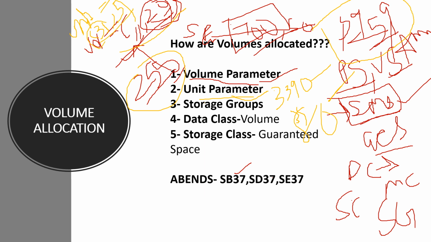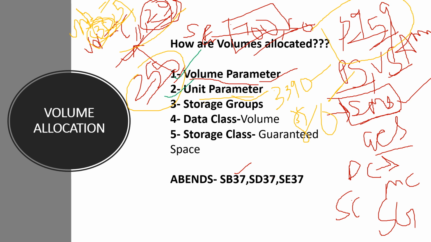I need 5 volumes of tape. If it is tape, you give 3940. If it is disk, you give 3390. So you give that model name and you say that I need this many volumes. Mostly when it is non-SMS volumes, you do this. When it is non-SMS, you write this volume and this unit parameter.